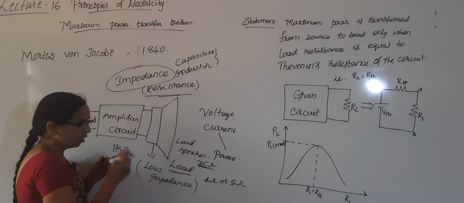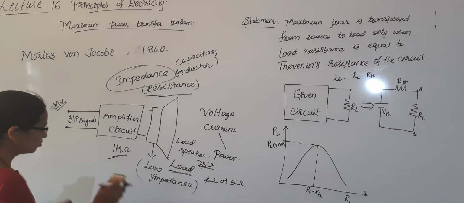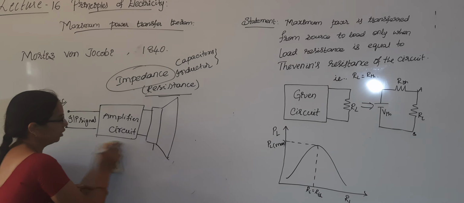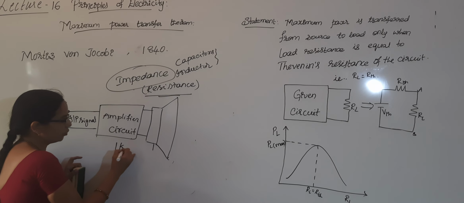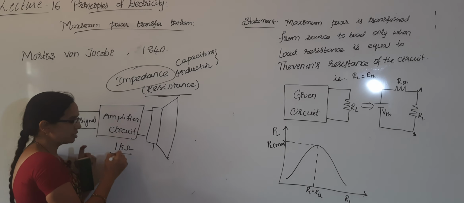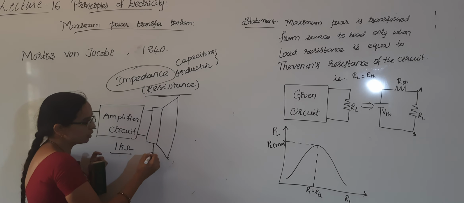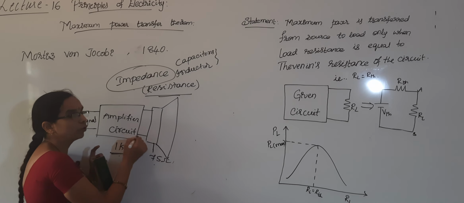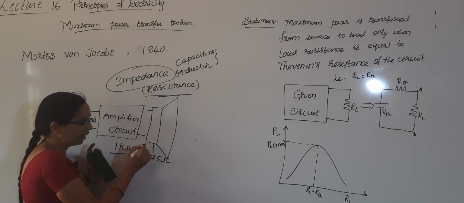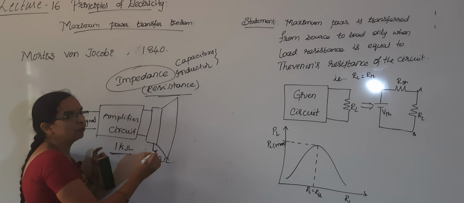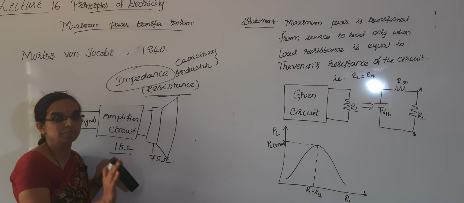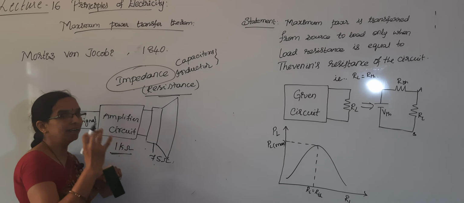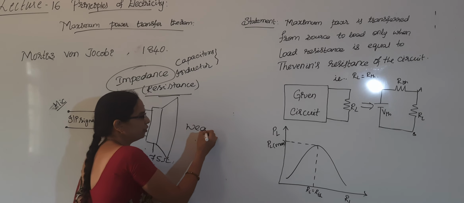That means if the amplifier circuit's output resistance is 1 kilo ohm, and the loudspeaker's impedance or resistance is 75 ohm, and you connect it directly like this, maximum power cannot be delivered. Maximum power cannot be delivered. What problem happens then in real time? You will find a weak sound.